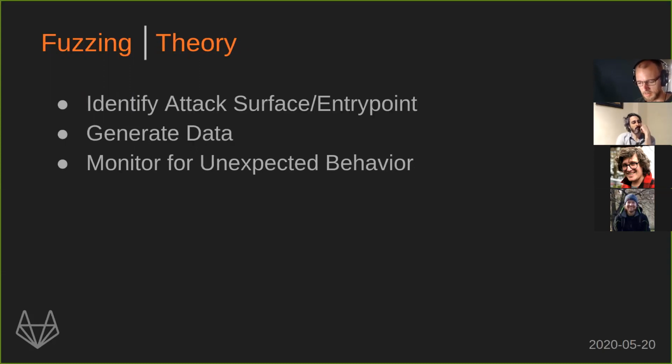So the theory aspect will be very high level, not going into super detail, but generally, whenever someone sets up a fuzzing campaign, as some people call it, if you want to fuzz something, you have to identify first the attack surface or the entry point, and then how you're going to generate data. And then you send it to the target program and you monitor for unexpected behavior.